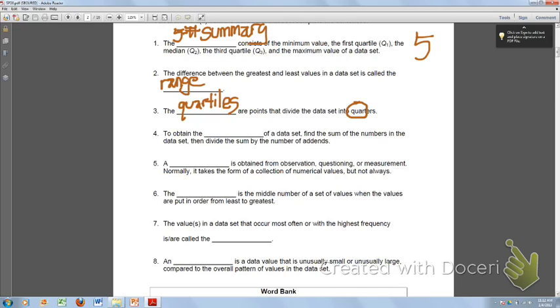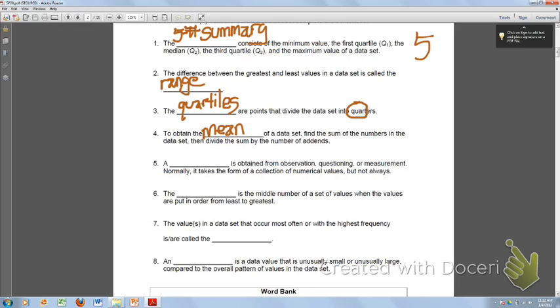Number 4 says to obtain the blank of a data set, find the sum of the numbers in the data, then divide the sum by the number of addends. Well, that's just taking the average, and a fancy word for taking the average of a data set is to find the mean. Add up all the numbers and divide by the total number of numbers that there are.